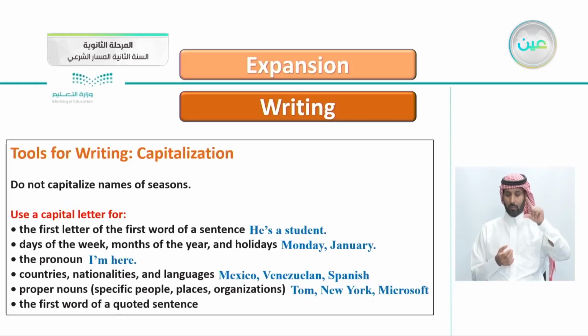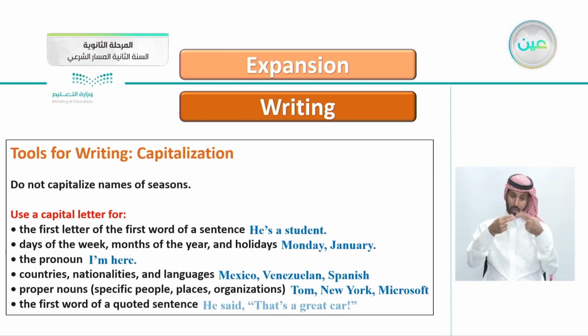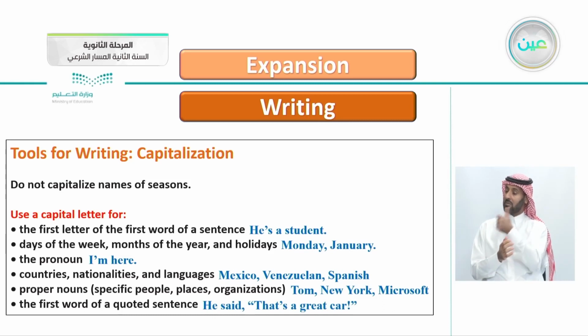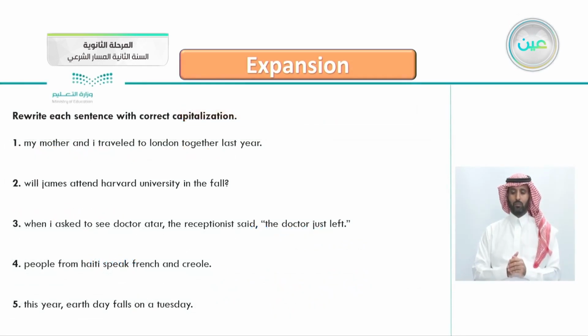The first word of a quoted sentence, when you try to write a quoted sentence, begin with a capital letter. He said, "That's a great car." The word that here, we began it with a capital T. So these are some pointers for using capital letters, and when not to use capital letters. So let's go here to the next exercise.